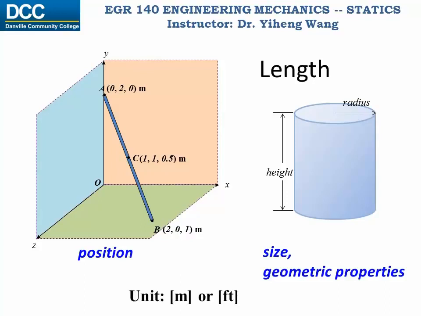In the International Unit System or the SI unit system, the unit of length is given in meters, while in the US customary system, its unit is given in feet.